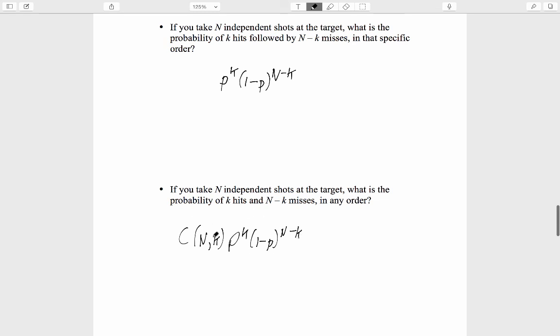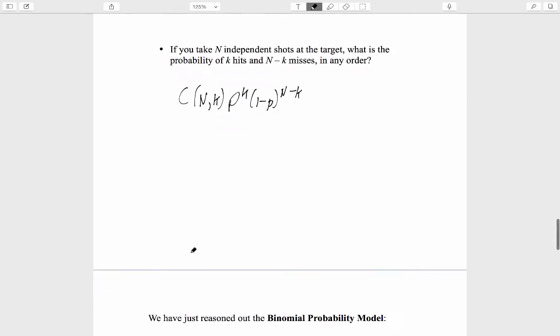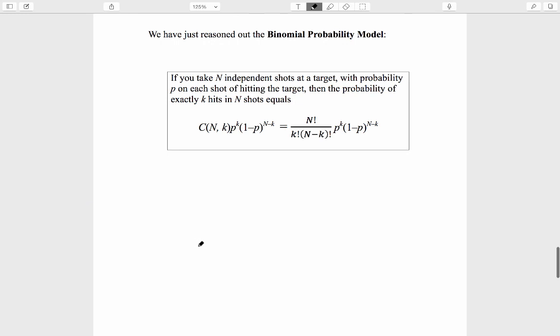Wow, we've worked our way to a formula that has all letters and no specific numbers. This is actually good news. Congratulations! We have just reasoned out what is called the binomial probability model. If you take n independent shots at a target, with probability p on each shot of hitting the target, then the probability of exactly k hits in those n shots equals n choose k times p to the kth power times 1 minus p to the n minus k power.